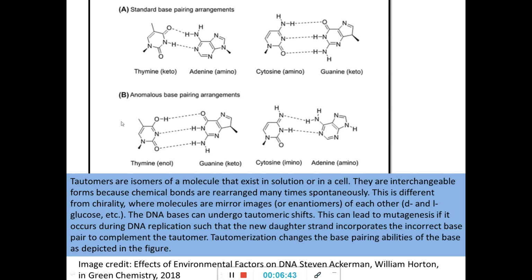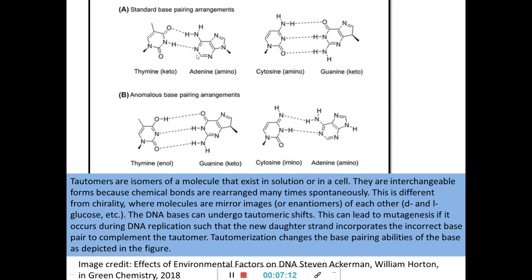Thymine, if it is in the enol form, will base pair with guanine. And if cytosine is in the imino form, that would bind with adenine, and this would lead to what? Mutagenesis. So there will be mutagenesis if tautomerism occurs during DNA replication, such that the new daughter strand incorporates the incorrect base pair to complement the tautomer. So this is an example of that.